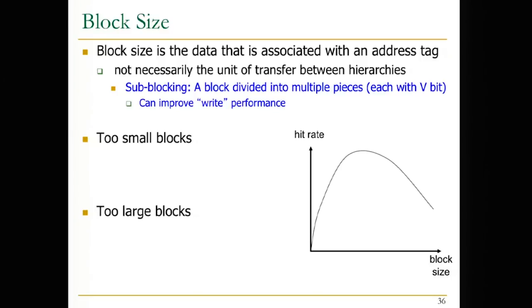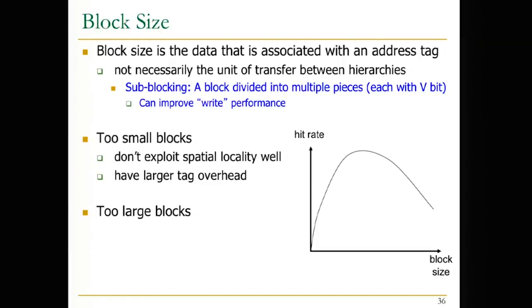The cache size is fixed. If you vary the block size, this is what you get in hit rate. Again, a typical application. This is not all applications, clearly. So if you have two small blocks, you don't exploit spatial locality well. That's why your hit rate is relatively low. And you also have larger tag overhead, right?